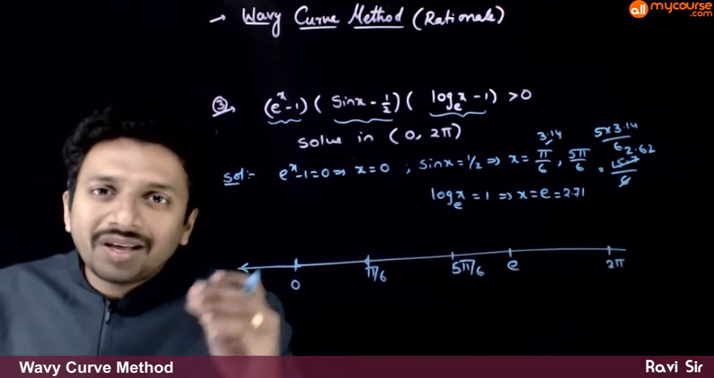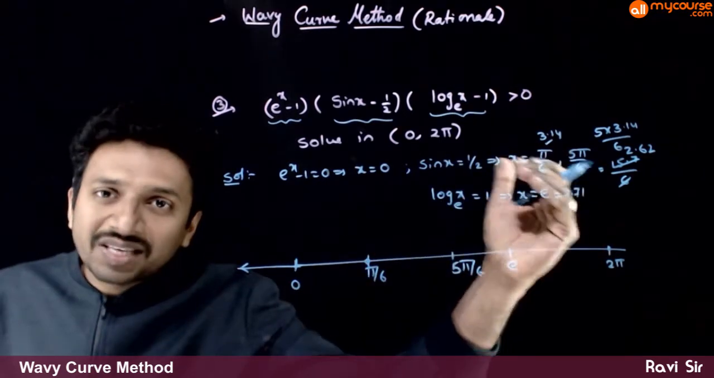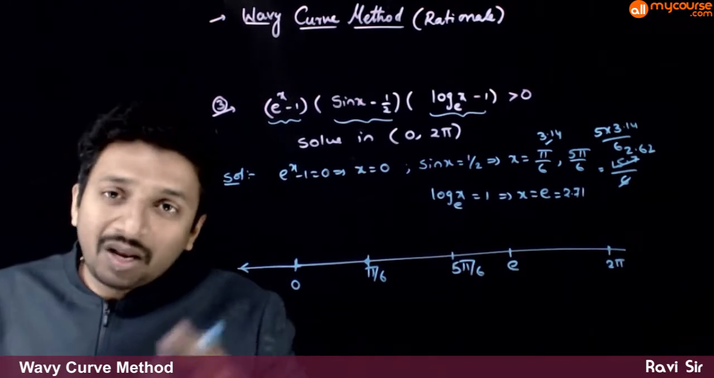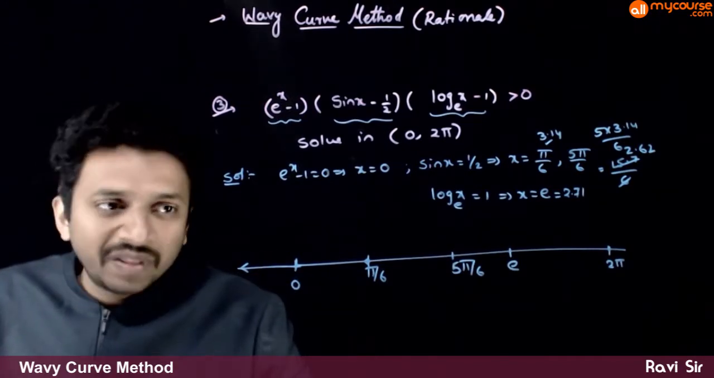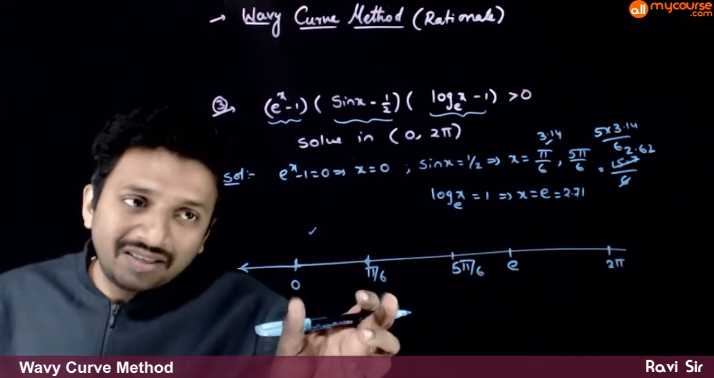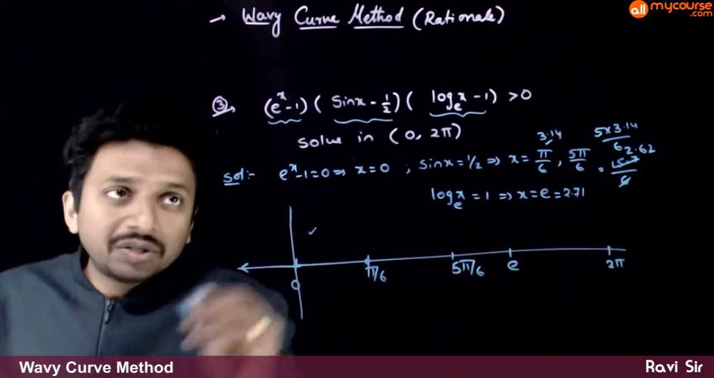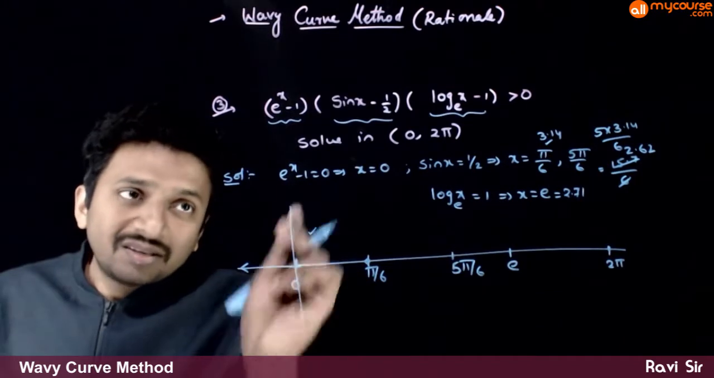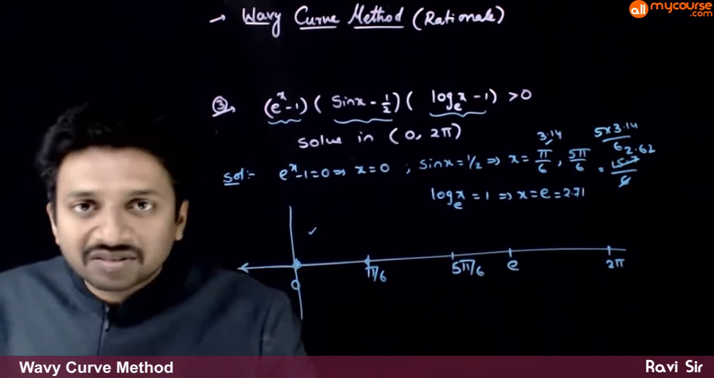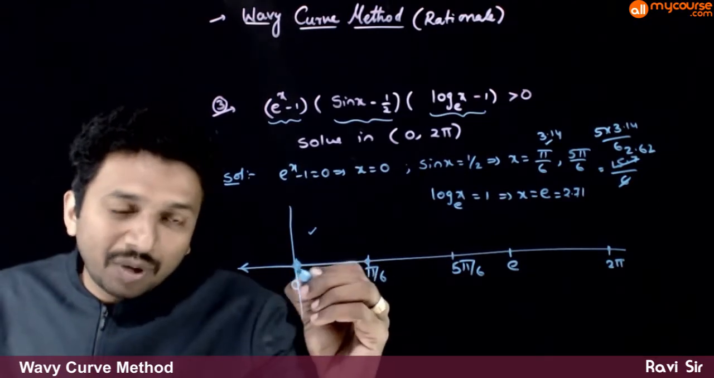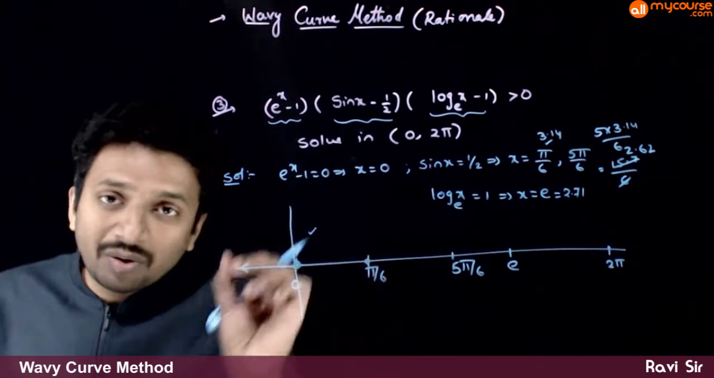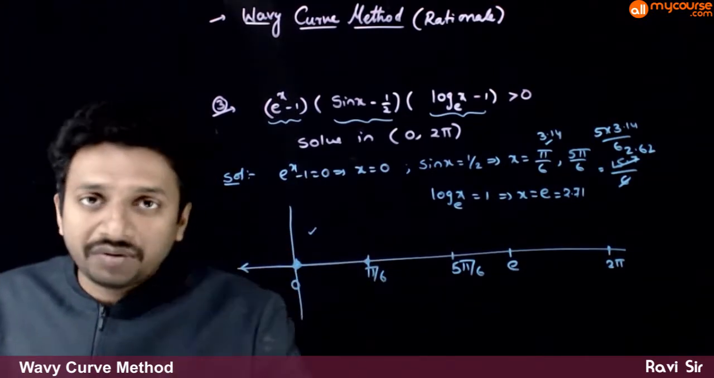Now we don't say we have to start from above the real number line or below it. We check at some interval. So let us start from this interval. In this interval, 0 is the point where the expression becomes 0. That means the wavy curve starts from here. So you have to see whether it goes up or goes down. If the expression is positive, it goes up. If the expression is negative, it goes down.